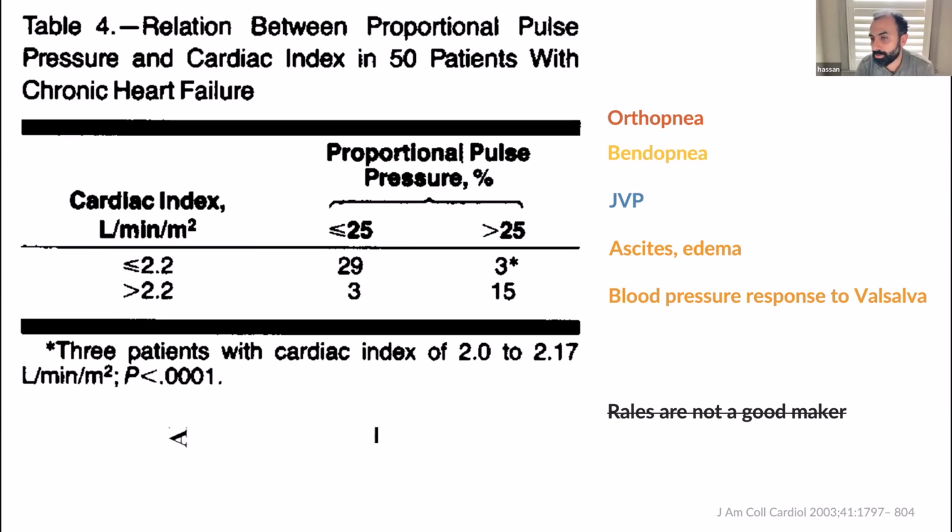And they used to call this the square sign, or the increased blood pressure response during Valsalva. Now, mind you, you have to measure the blood pressure three times while the patient is having a Valsalva maneuver. I'm not even performing this, but we actually see it sometimes indirectly whenever somebody gets admitted. We know that patients who get admitted for heart failure often have a high blood pressure.